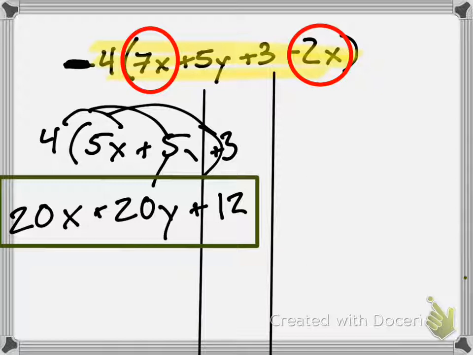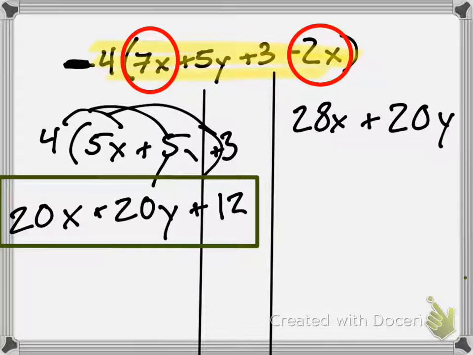So, what is 4 times 7x, Adriana? We got 28x. What is 4 times 5y, Miles? 20y. Not hard, exactly. It's 20y. What is 4 times positive 3? Adriana? 12. And then what is 4 times negative 2x?